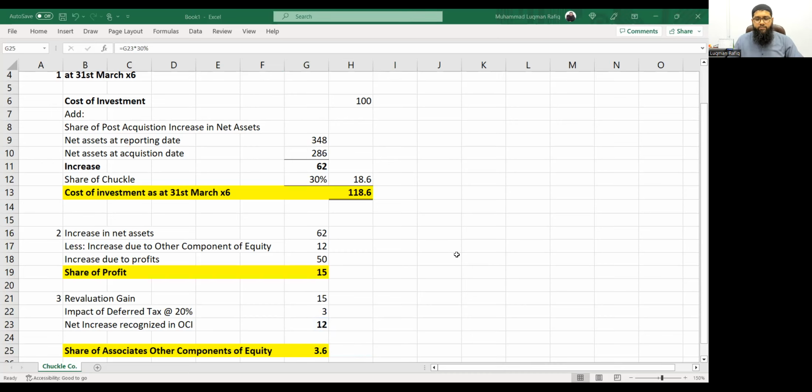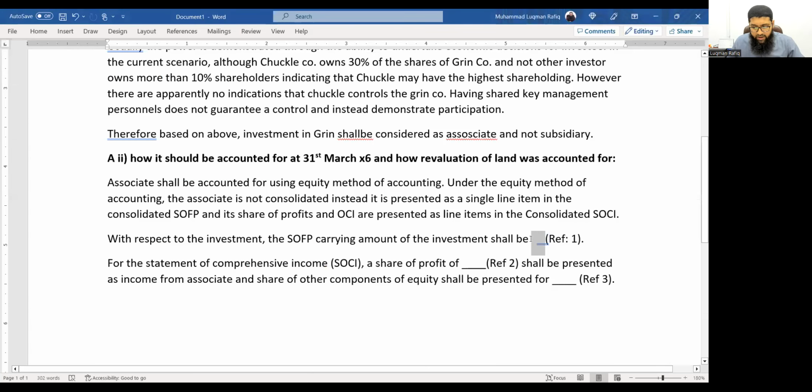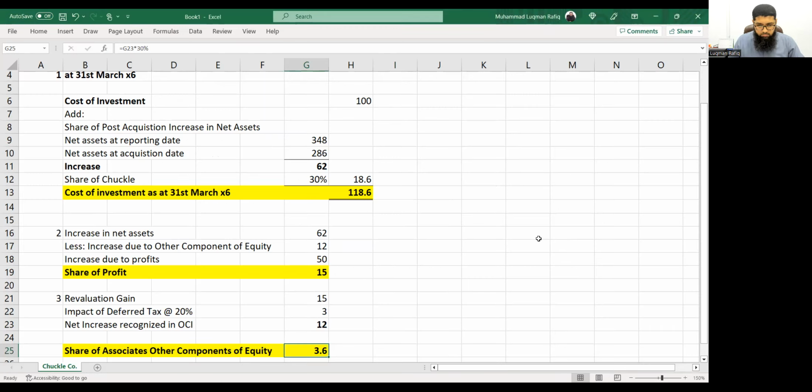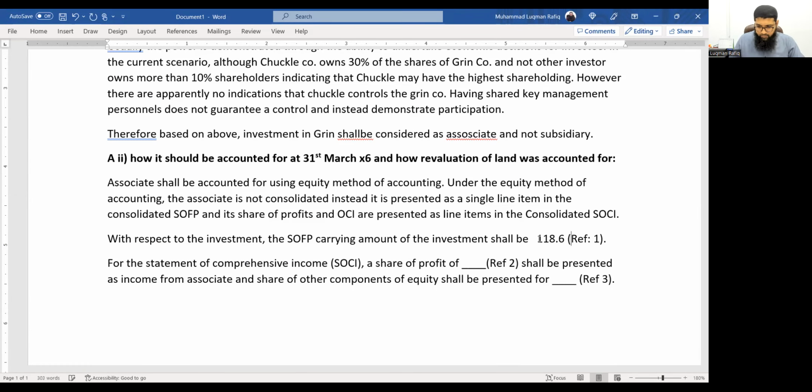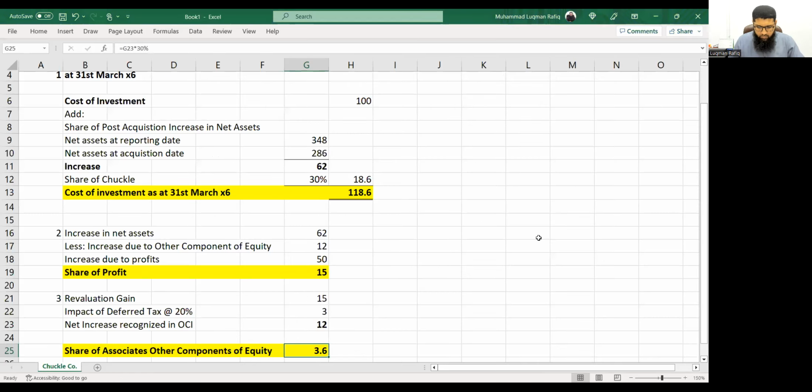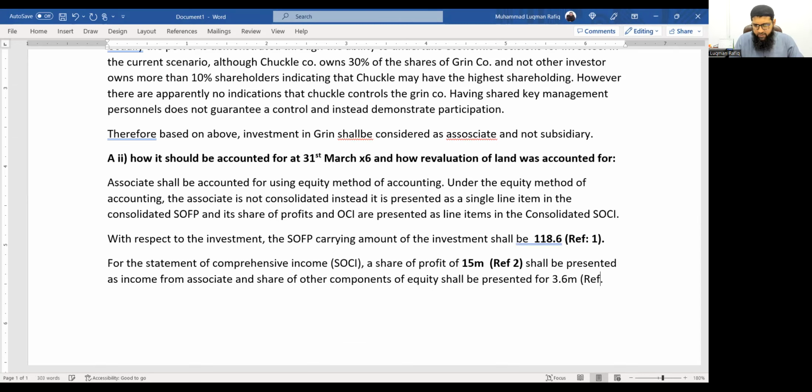Now what are they going to do next? Basically we did all the calculations, and we are now supposed to show 118.6. This one is going to be 15 million. And this one is going to be 3.6 million, which is reference 3. So that is how you are going to answer the question. So I repeat, this is how you will answer the question.